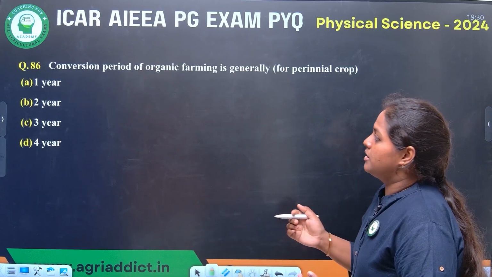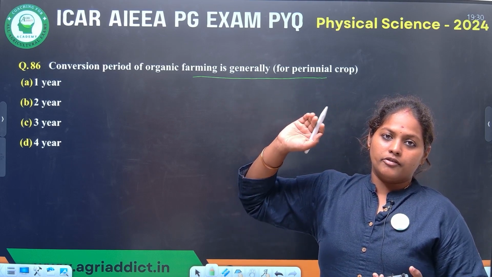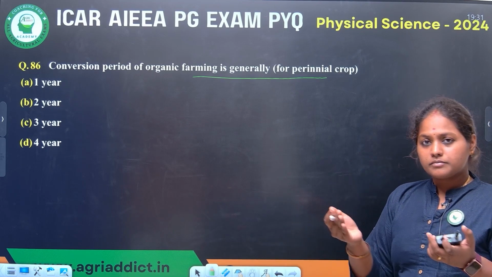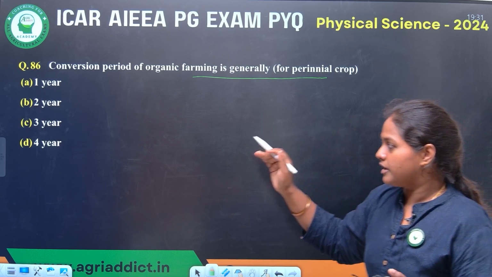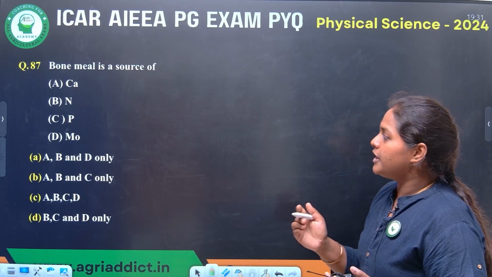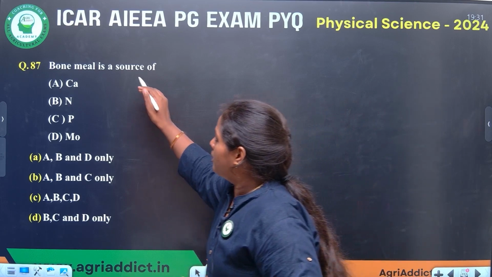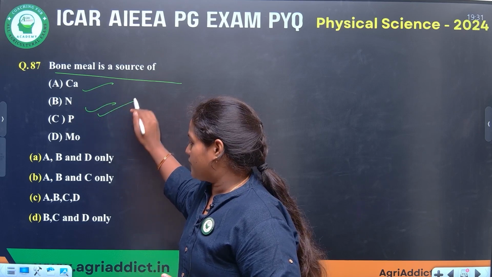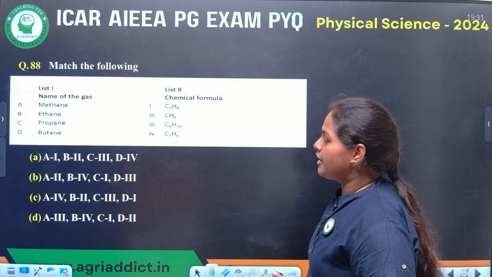Question number 86. Conversion period of organic farming. For one farm to become fully organic, some period is required for conversion. That is nothing but the conversion period, which is basically 3 years. Question number 87. Bone meal is a source of. If you have read the formula of bone meal, you will automatically answer calcium, nitrogen and phosphorus. A, B and C. Option B.